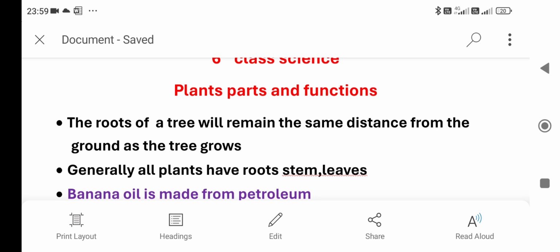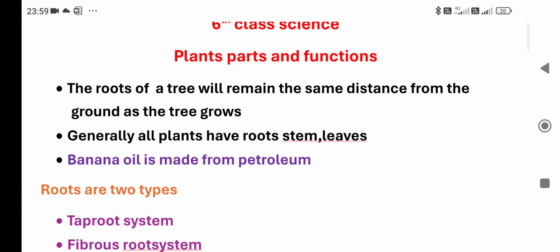First one, the roots of a tree will remain the same distance from the ground as the tree grows. Here it means, whenever you observe the roots which extend underground, the length of those roots is equal to the length of the stem which has grown above the soil. Clear? Generally all plants have roots, stem and leaves. Yes, you people know that.